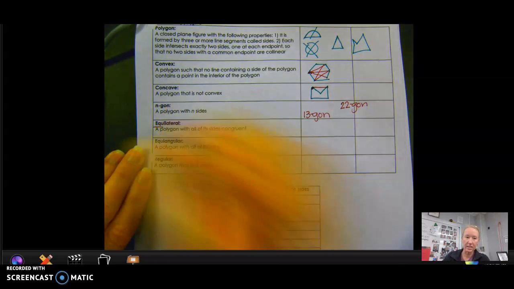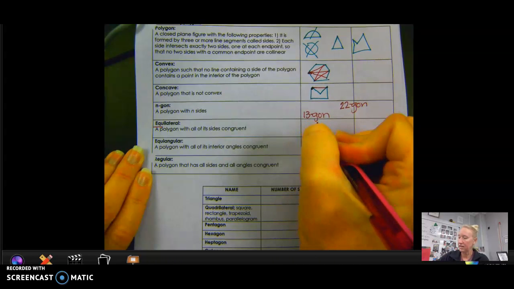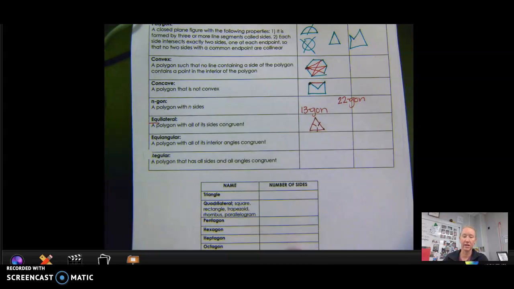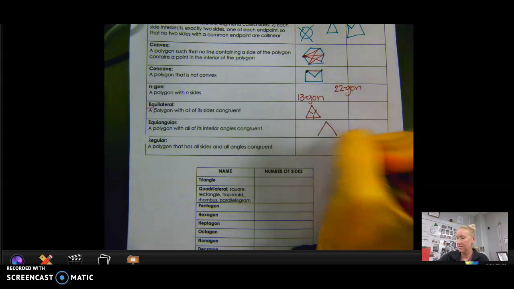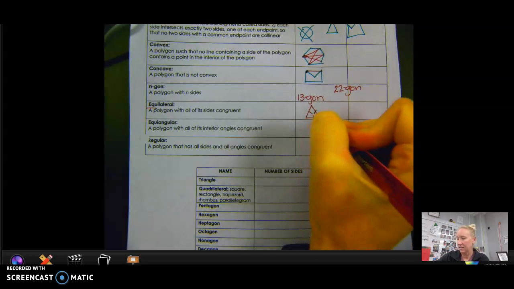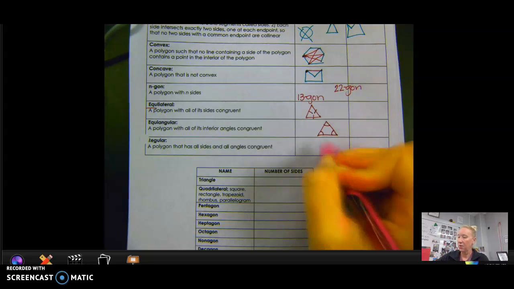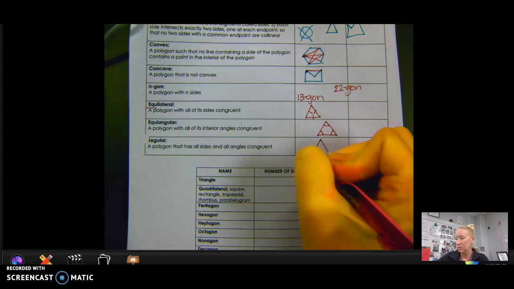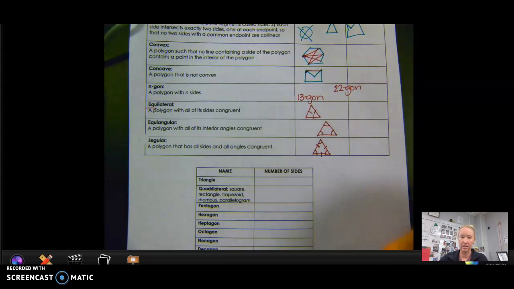Equilateral, equa means equal, lateral means sides. So this would be a polygon that has all equal side lengths. When you measure them, they're all going to be the same size, so they could have a tick mark on all sides. An equiangular polygon is a polygon that has all equal angle measures. So we could put the arcs in them. A regular polygon would be a polygon that's both equilateral and equiangular. So it has to have both properties to be regular.